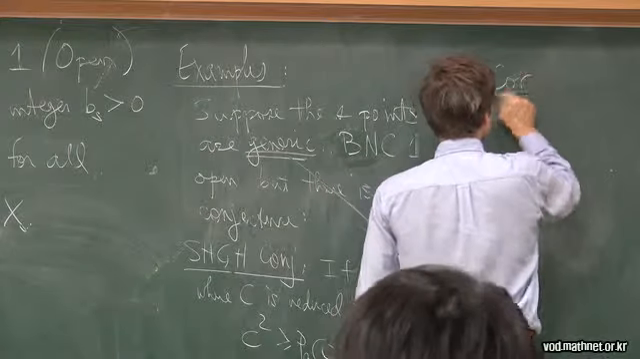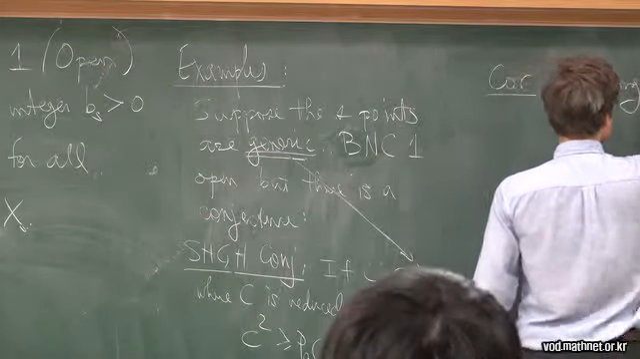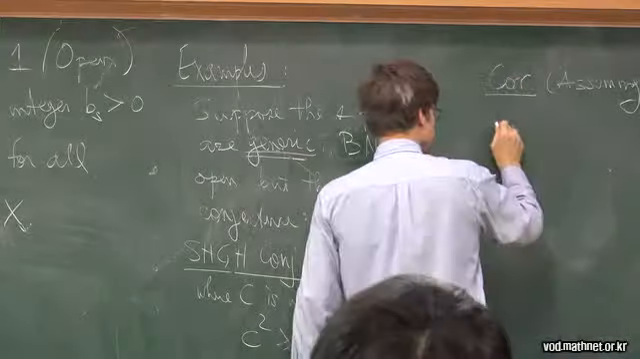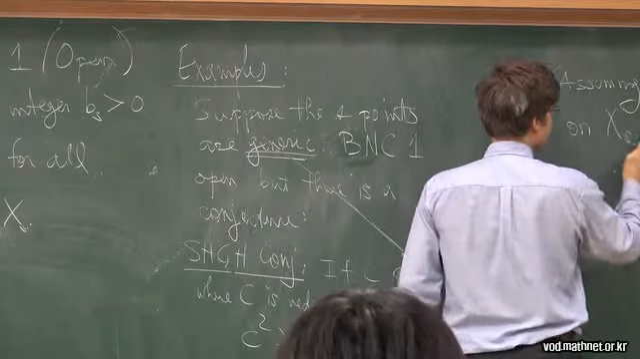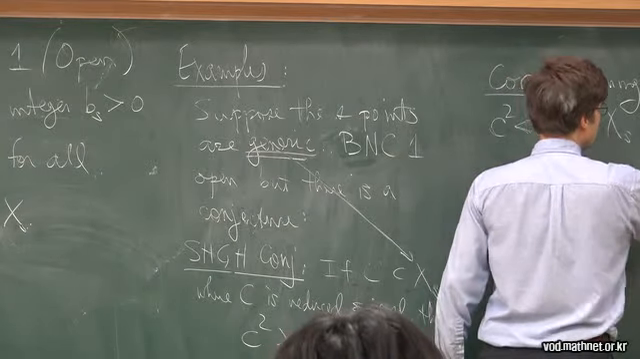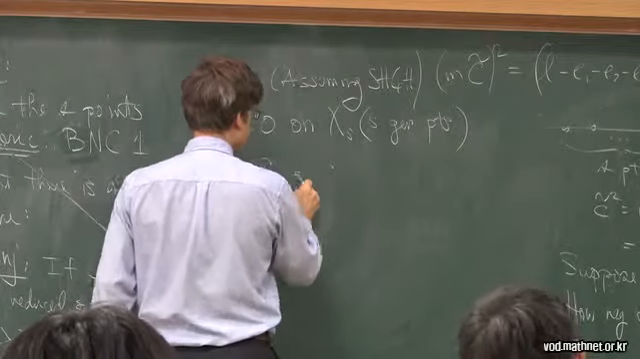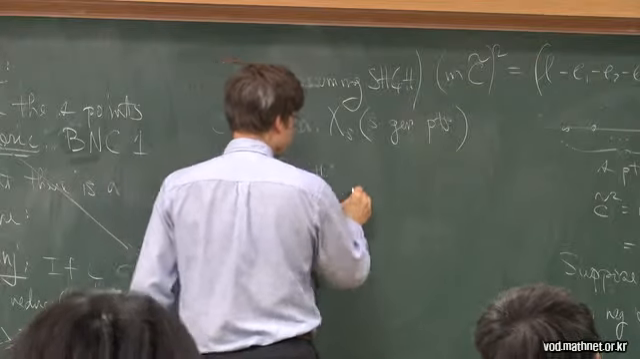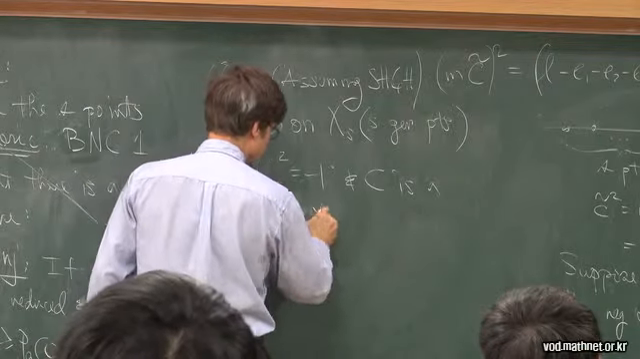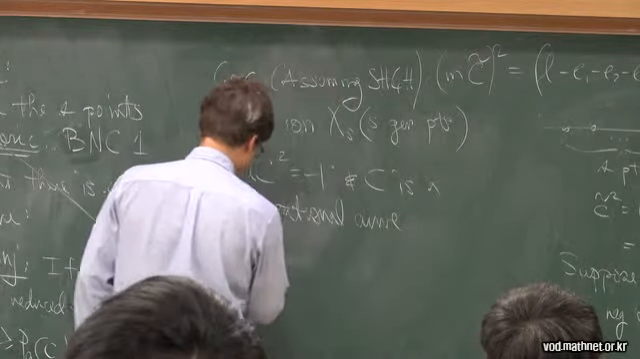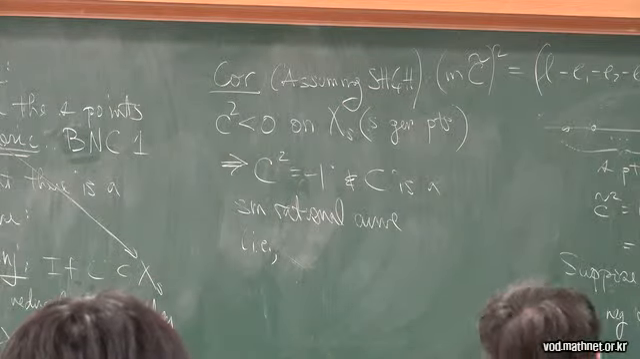So as a corollary, assuming the conjecture, C squared less than 0 on a blow up at S generic points implies that C squared is negative 1 and C is a smooth rational curve. So in algebraic geometry language, this is an exceptional divisor, an exceptional curve.